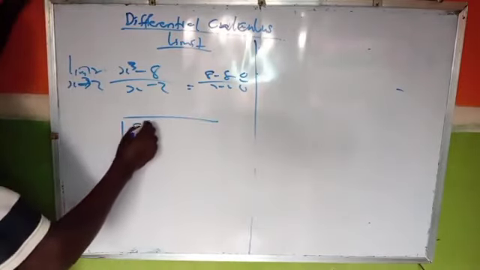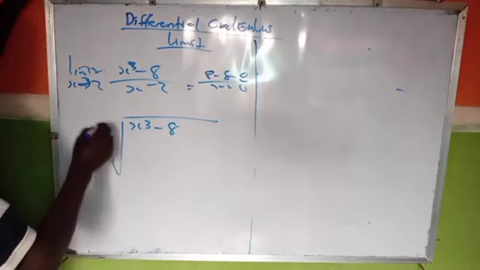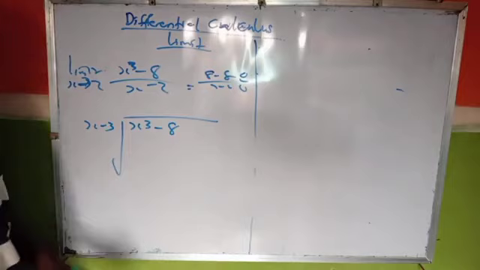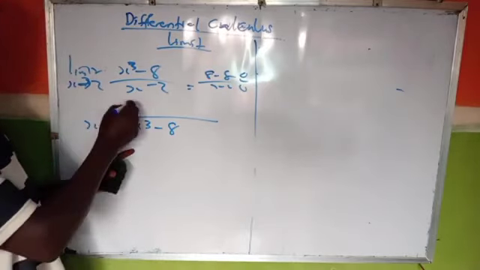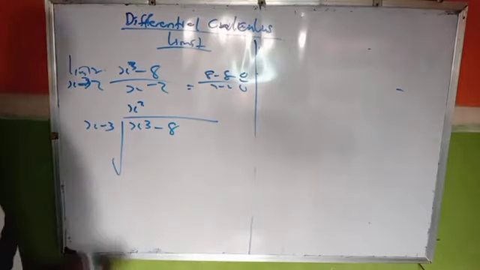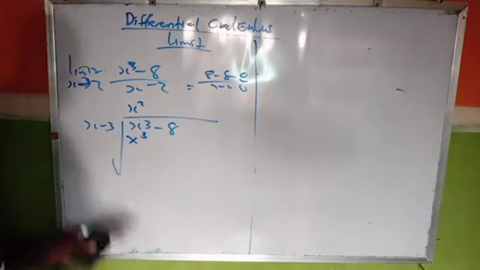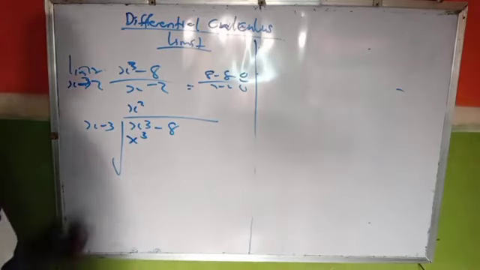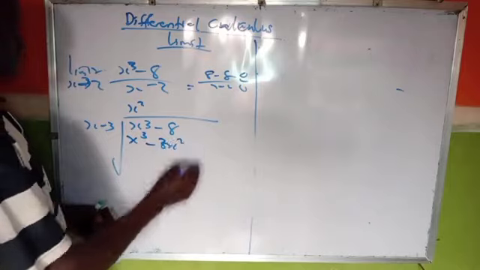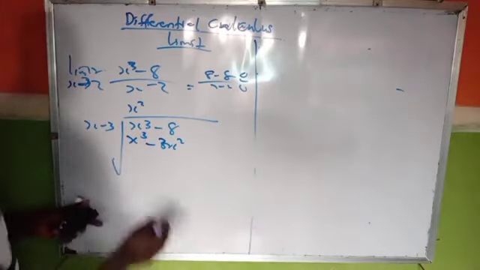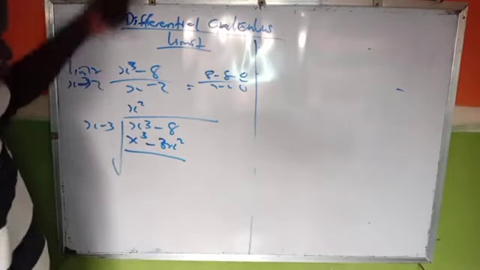Here you have x raised to power 3 minus 8. You put the divisor here. Now x raised to power 3 divided by x, you have x squared. x squared times x, you have x raised to power 3. Minus 2 times this is going to give you minus 2x squared. Now look, what are you going to do now? This minus this is 0.